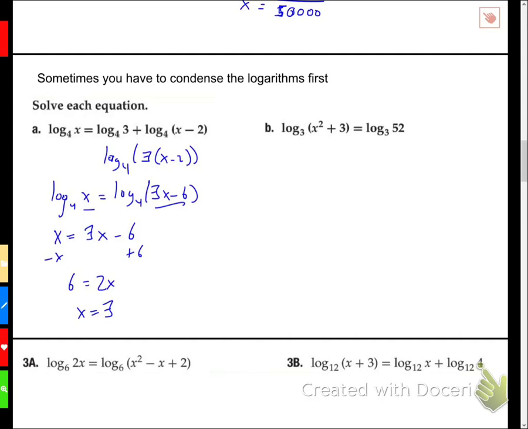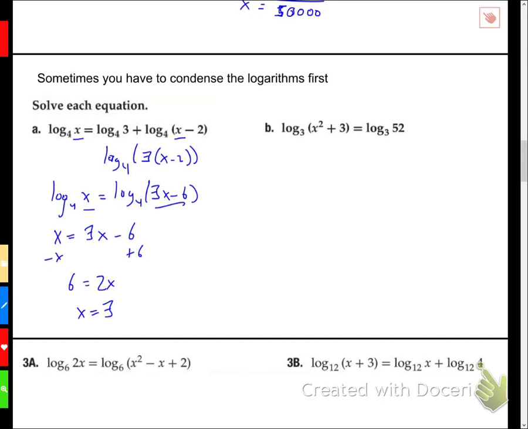Okay, plugging 3 in here is no problem. Plugging 3 in here, I'm subtracting 2, but that still leaves me with 1. Interesting fact, log base anything of 1 is 0. Plugging a 3 in here gives me log 3 equals log 3. Yeah, that makes sense.